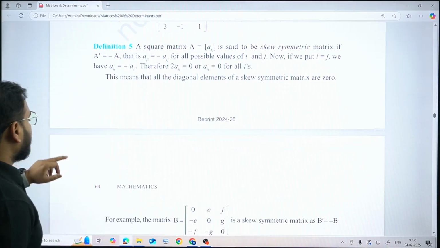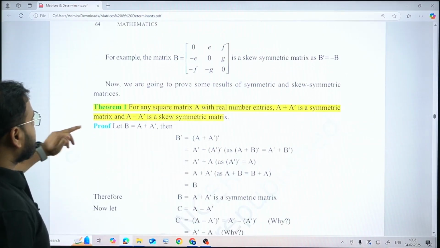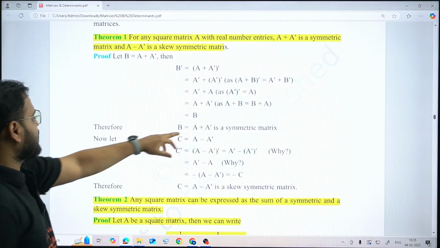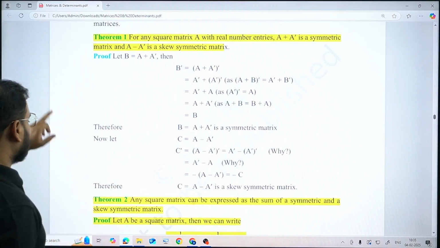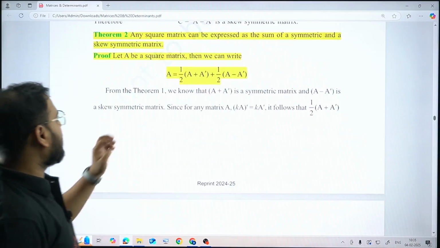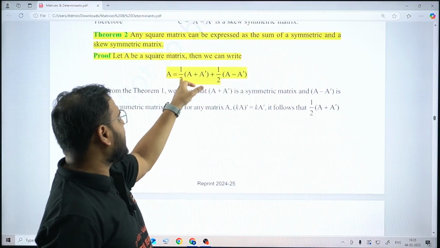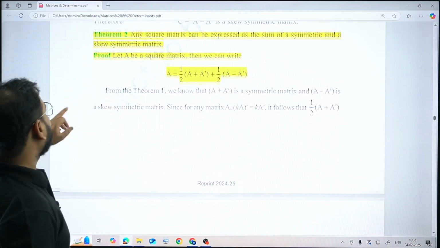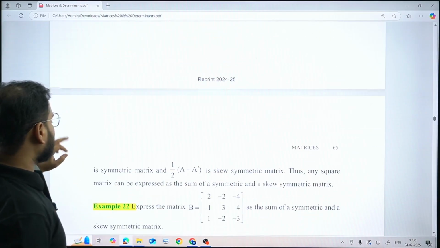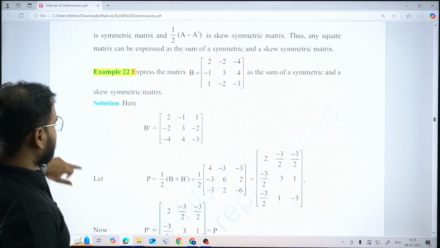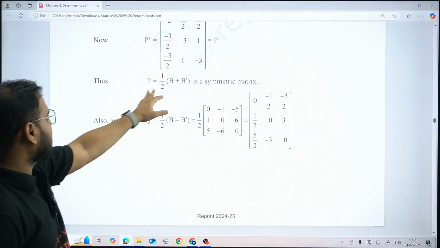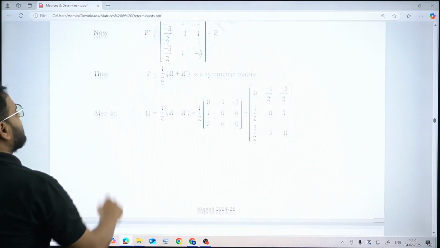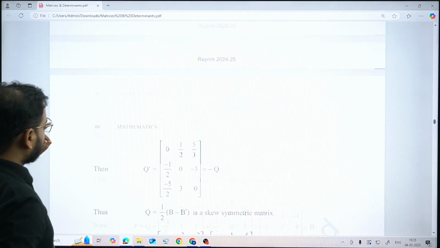Chaliye. Now what else I have? Theorem number 1, same thing, as I said, skew symmetric and symmetric nature. Theorem number 2 we have writing in the form of both skew symmetric and symmetric, half of this and half of this, symmetric part and skew symmetric part. So please go through this thing. Example number 22. Same thing is there, half of this symmetric part, half of the skew symmetric part. What else, sir? We'll have to solve these questions.